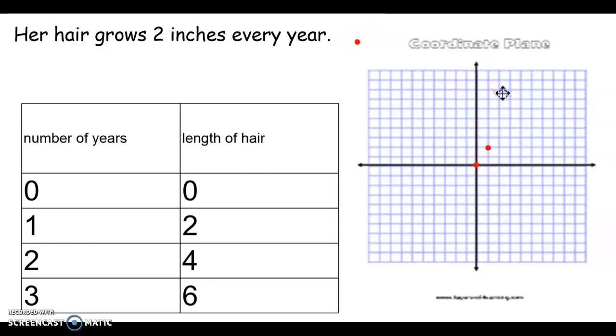If I go up another 2 inches, there's my point 2, 4. Another 2 inches for the next year, and there's my point 3, 6. And we can see they're starting to form a straight line. We've got that direct relationship. Remember I said it was a multiplicative relationship? Well, if I look here, I can multiply my number of years by 2, and that'll tell me the length of the hair. All right? So there is one example of this rate of change being represented as a multiplicative relationship and forming the slope of this line. Let's look at another one.